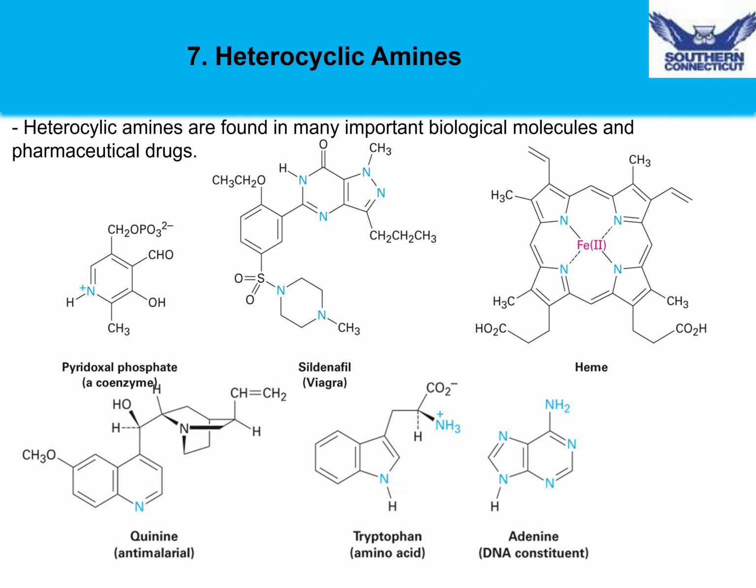Many important biological molecules as well as pharmaceutical drugs contain heterocyclic amines within their structures. For example, quinine, which is an antimalarial drug, contains quinoline. Tryptophan contains the indole ring. Adenine, which is a DNA base, contains the purine ring. The same thing occurs in Viagra. We have a pyridine ring in this coenzyme shown here, and there are multiple pyrrole rings in the molecule heme.